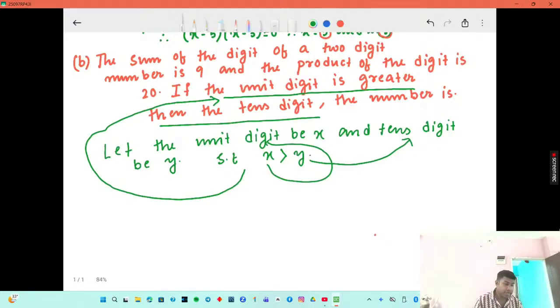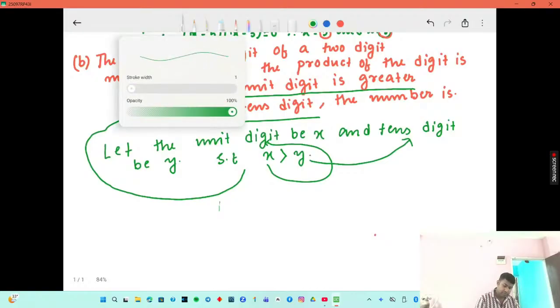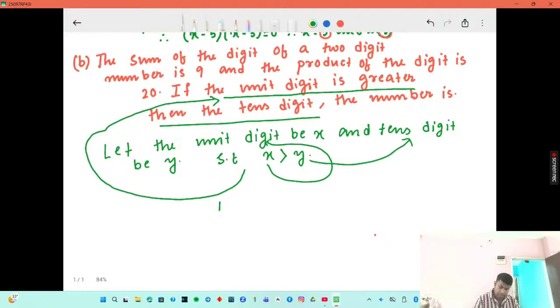So now we can write, what will be the number? If the unit digit is x and tens digit is y, then the number formed will be 10y plus x. In this number, the tens digit is y and unit digit is x.